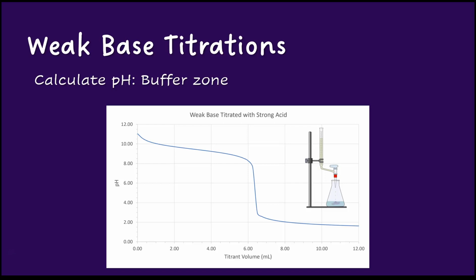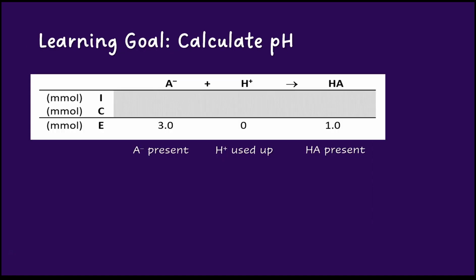Hi everyone! This video looks at a weak base titrated with a strong acid and will focus on the pH calculation before the equivalence point, which is called the buffer zone. If the titrant volume in the problem is more than 0 milliliters, then we have to set up a millimole table. The E row of our millimole table tells us where we are on the titration curve and guides us as to how to calculate the pH from that information.